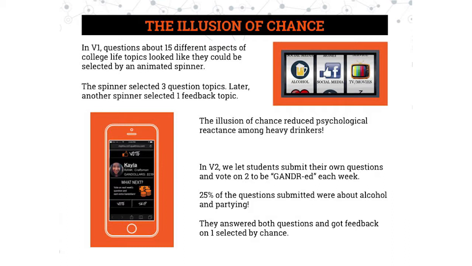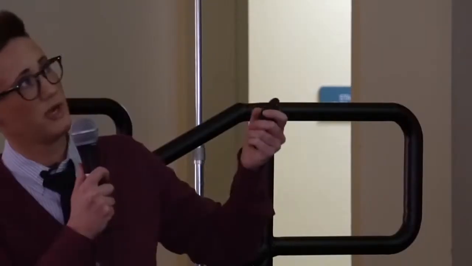We had two versions of this. In Campus Gander version 1, we had 15 different aspects of college life that looked like they could be selected by this animated spinner. You can't really tell here, but the spinner is super convincing, and it looks just like a slot machine. But eventually it lands on three topics. It seems random, right? Like if I'm a heavy drinker, I'm not threatened by this.